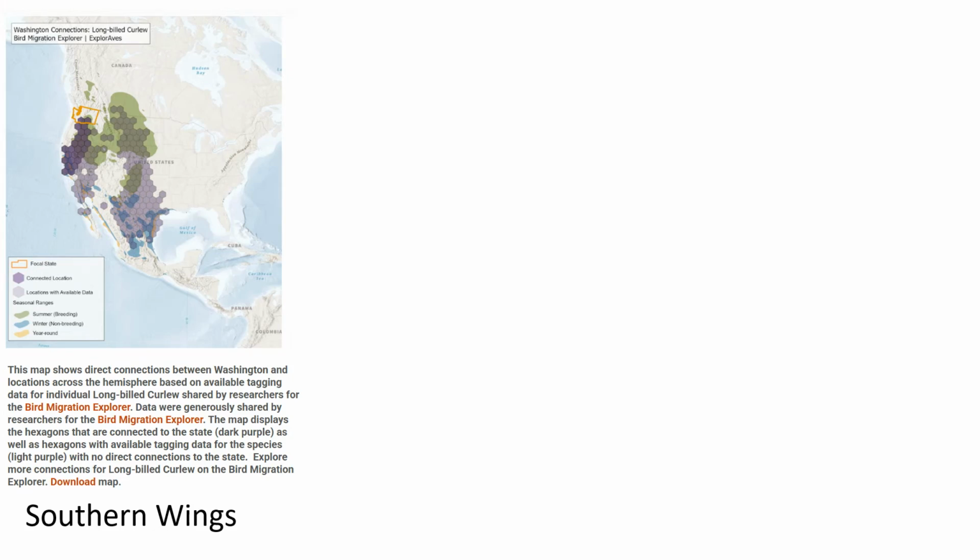Dark purple hexagons represent locations directly connected to Washington, while light purple hexagons indicate areas with tagging data for the species but no direct connections to the state. Users can explore species-specific connections further by clicking the included Bird Migration Explorer link for additional insights, as shown here by the pink box.